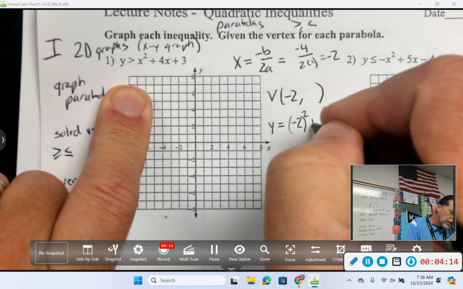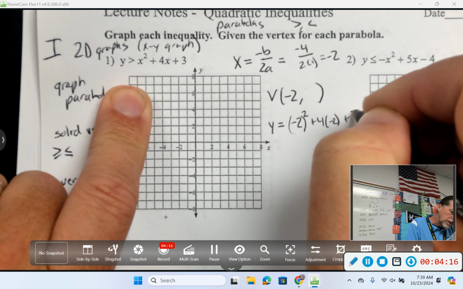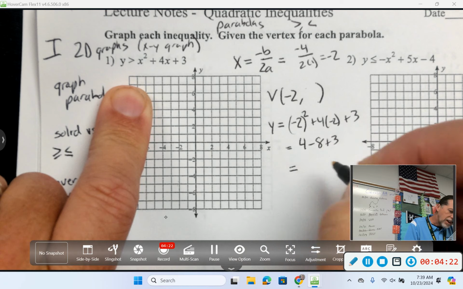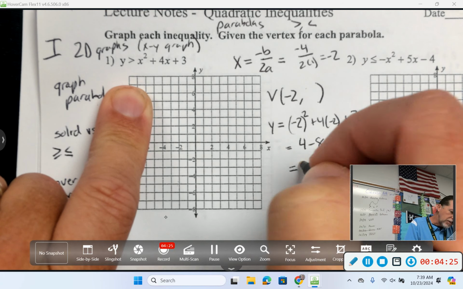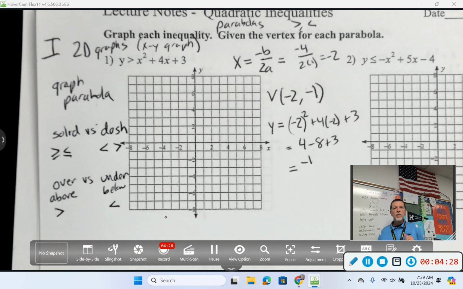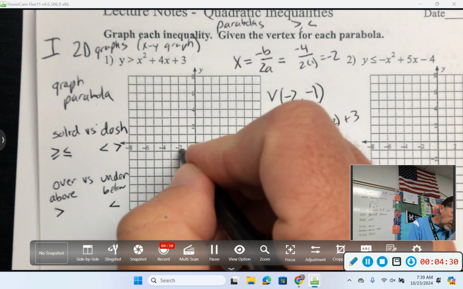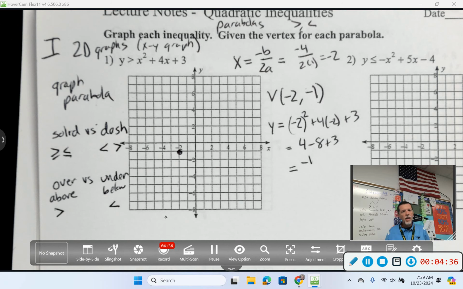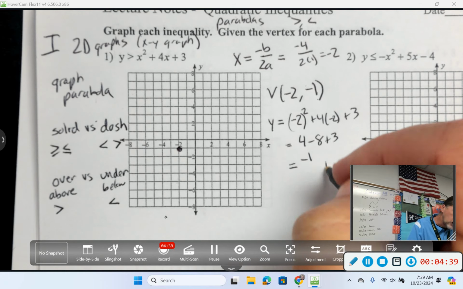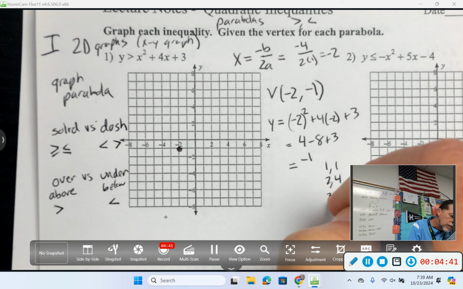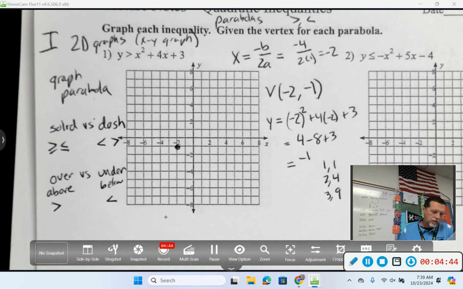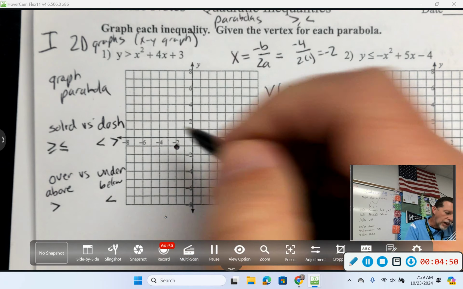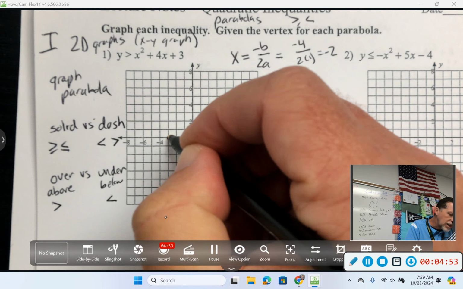Negative 2 squared plus 4 times negative 2 plus 3. So 4 minus 8 plus 3. Negative 4 plus 3 is negative 1. So we'll go to negative 2, negative 1. There's my vertex. And from there, I can just do the 1, 1, 2, 4, 3, 9, and so on points. Again, when I do those points, you do those from the vertex. So over 1, up 1 on either side.